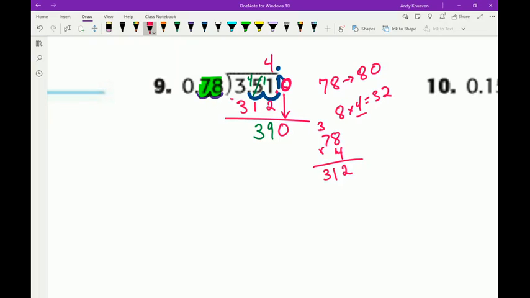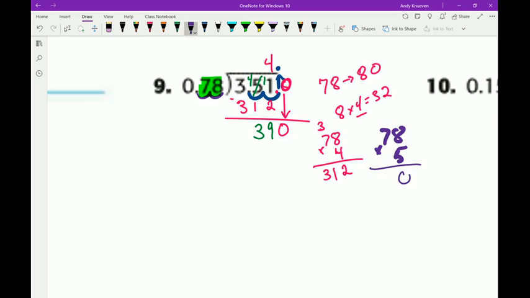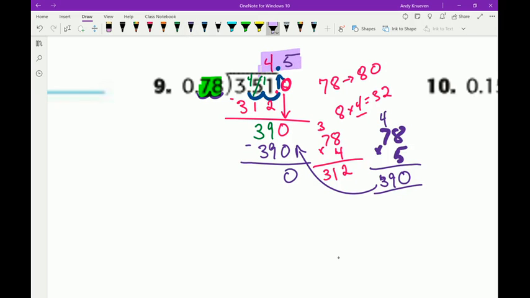So I just did 78 times 4 is 312. So I know I need to pick a number greater than 4. So let's try 5, right? 78 times 5. Let's bring down our ink size just a hair. All right, so 5 times 8 is 40. 0 down, carry the 4. 5 times 7 is 35. 35 plus 4 is 39. And hey, that's exactly what we're looking for. So that works. Put a 5 up top, 390. I subtract, I get 0. So our answer is 4.5.